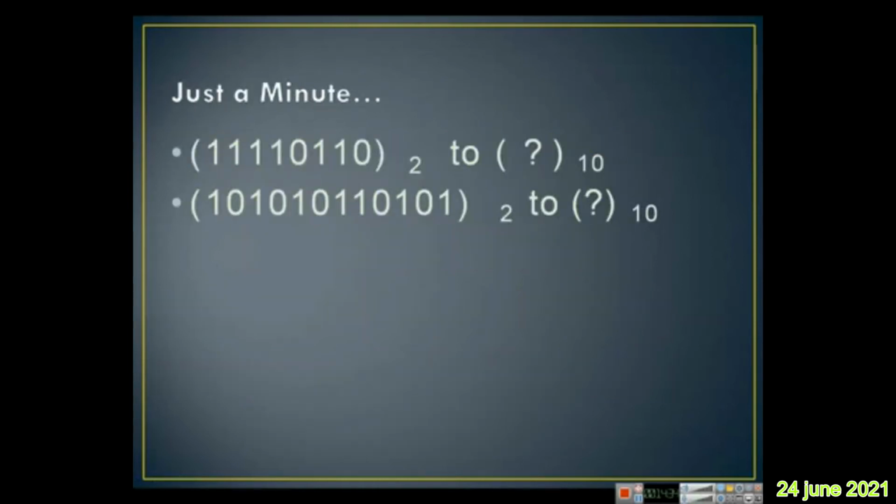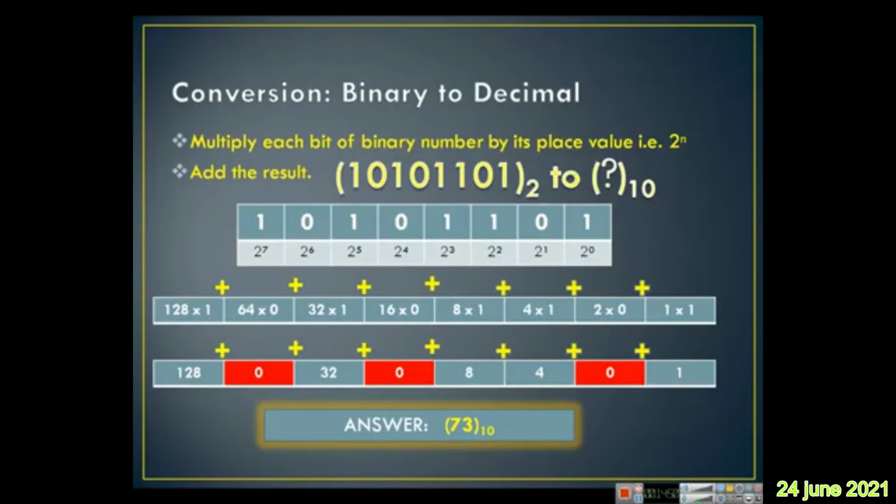You can do these exercises. 11111110110 in binary, you convert into decimal. Similarly 10101110101 in binary, once again you convert it into decimal, just in the same way how we have shown here. Understood?